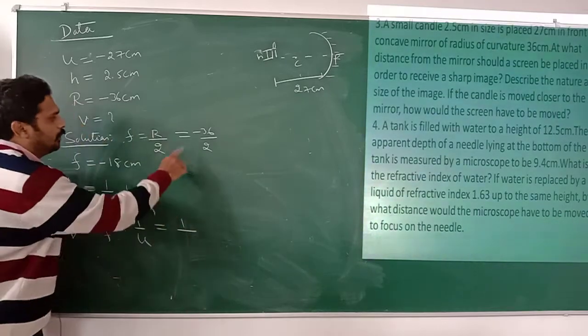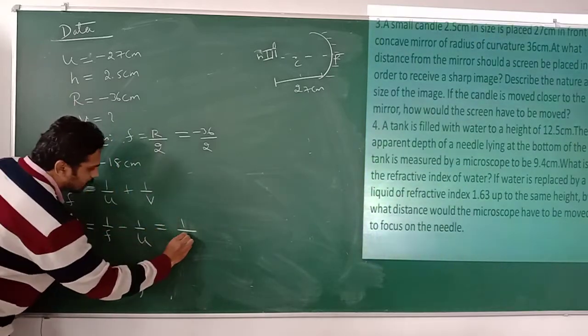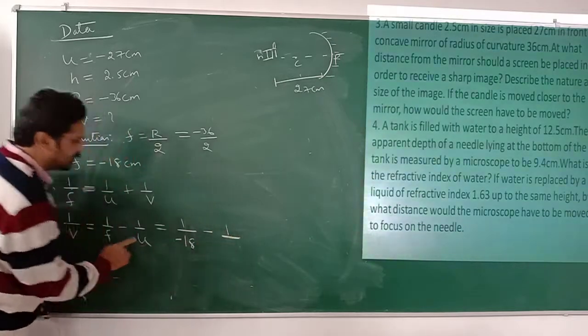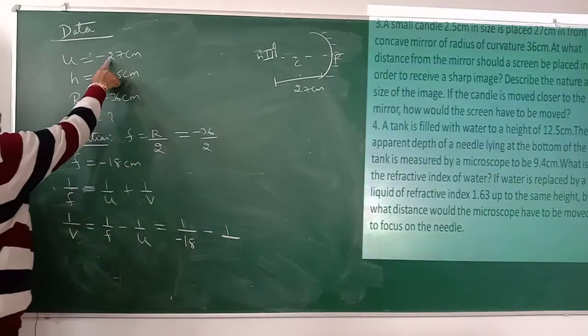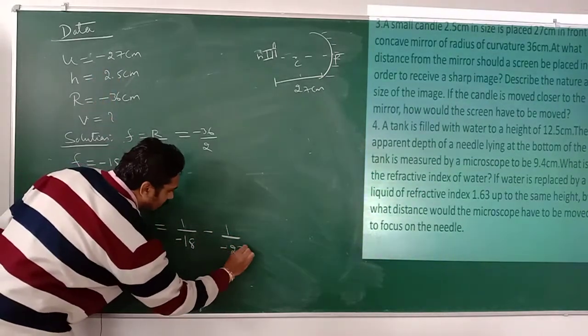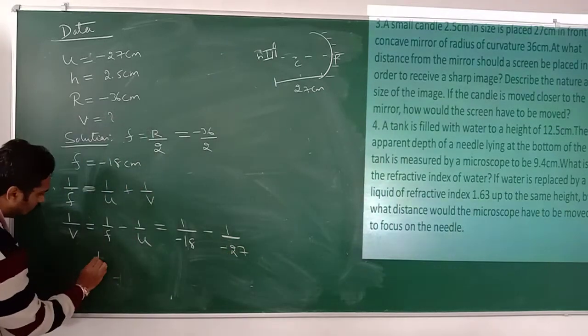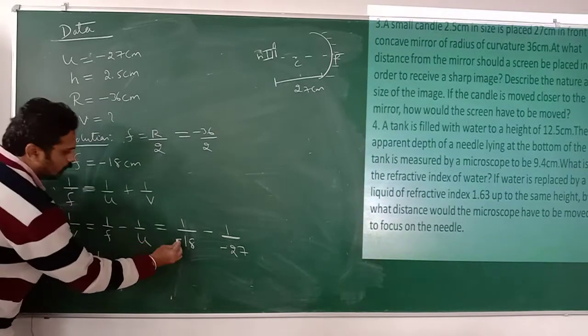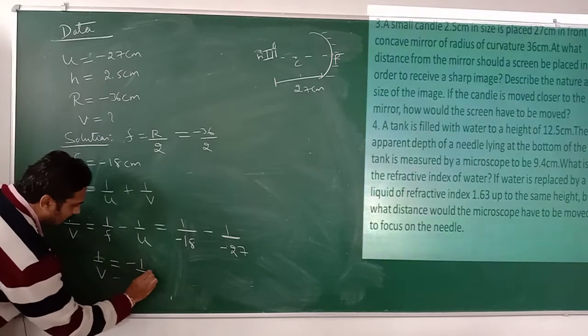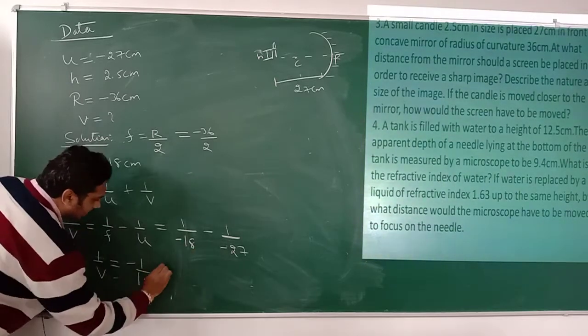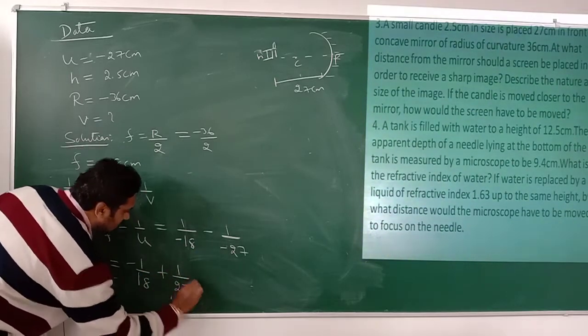What is F? Here F is minus 18. What is U? Your object distance is minus 27. Now 1 by V is equal to, taking minus to the numerator, minus 1 by 18 minus minus, plus 1 by 27.